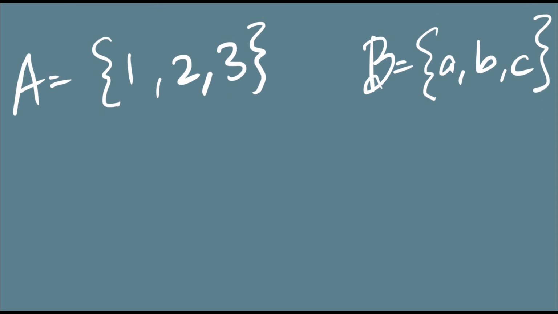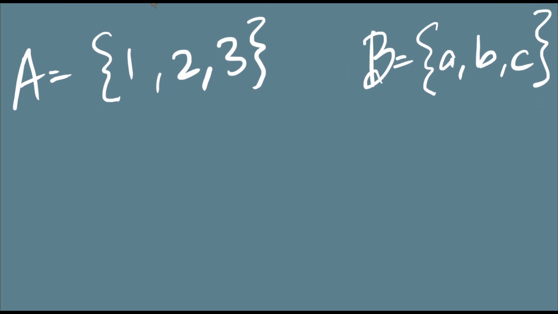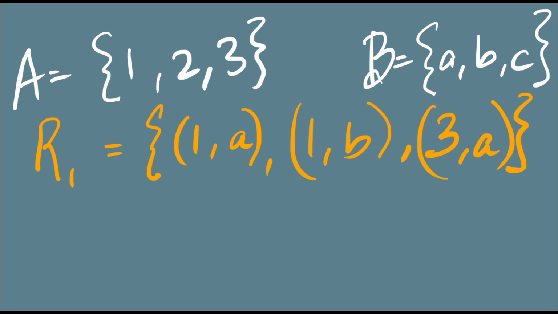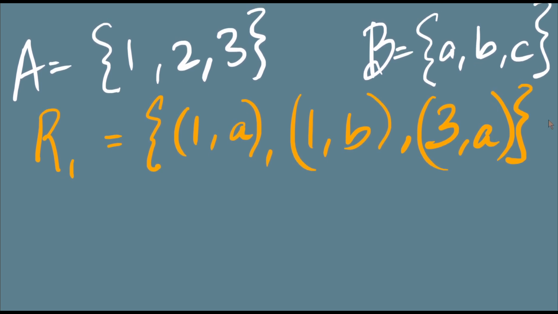And I am trying to define a relation from A to B. So I'll call it R1. Let me define a couple of relations from A to B just to be clear of the fact that relations can be arbitrary. So relation R1, I am defining it as the set 1 comma a. The second entry has to be from the second set, 1 comma b and 3 comma a, and that's it. This is the relation I want to consider.